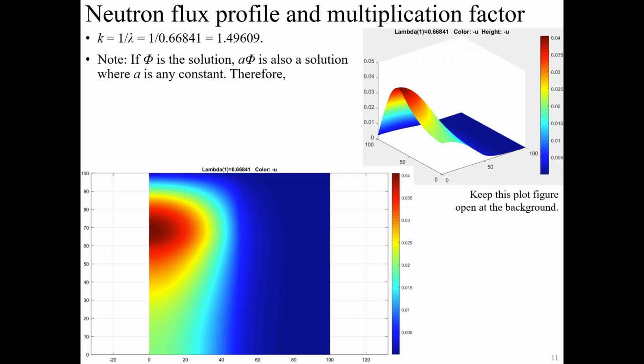After those adjustments, we have the neutron flux distribution, and also our lambda, as shown here, that is 0.66841. Remember that lambda is not k. We have to manually calculate k, because in nuclear engineering, k is defined as 1 over lambda. We simply calculate k as 1 over lambda, and that is 1.49609.